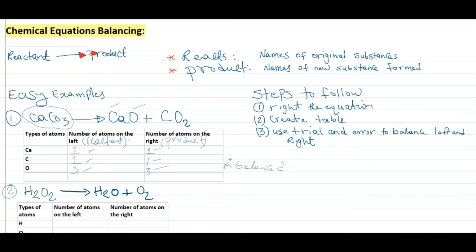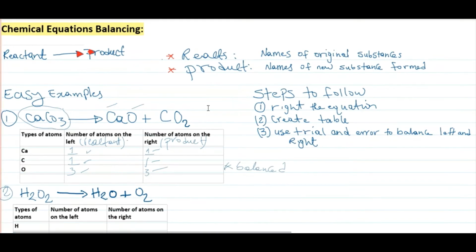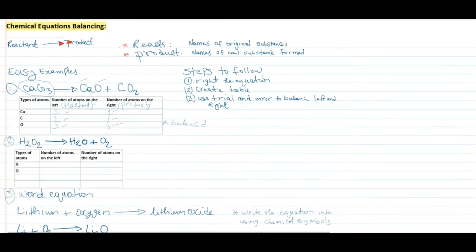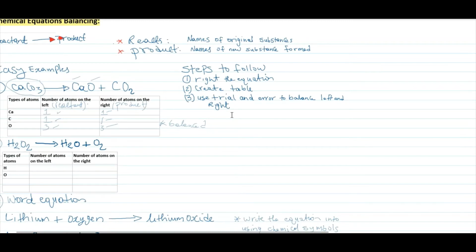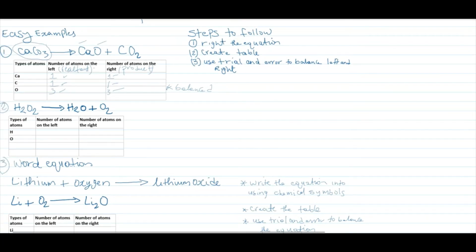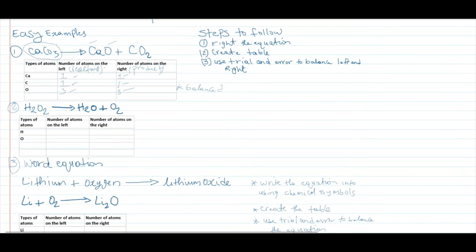Let's move on to the second example, which is hydrogen peroxide decomposing into water and oxygen. Let's work it out here. We already have the equation written for us, with the hydrogen peroxide written down. So all we have to do is move on to the second step, which is to create a table, and I have created it here already.